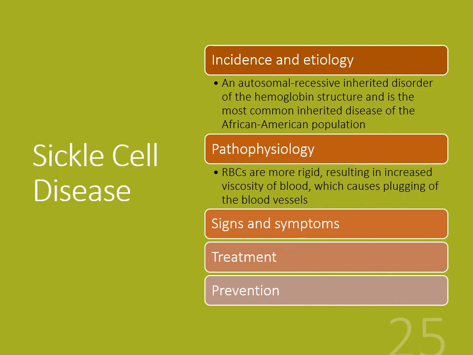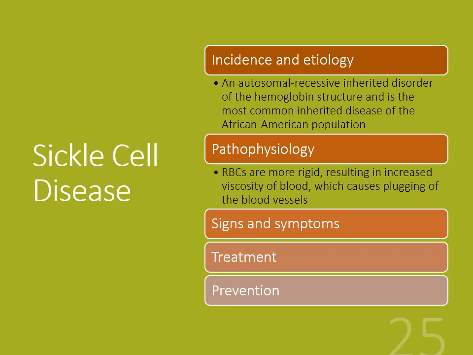Sickle cell disease is an inherited disease. It is an autosomal recessive inherited disorder. It affects the blood and it creates a sickle shape or crescent moon shape to the red blood cells. It is the most common inherited disease in the African American population.